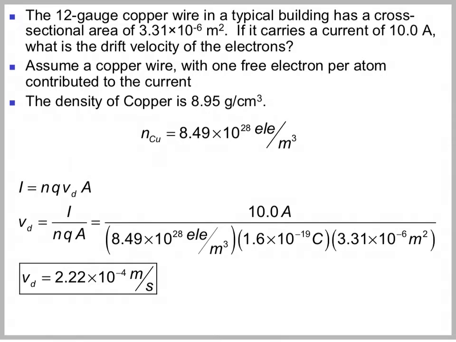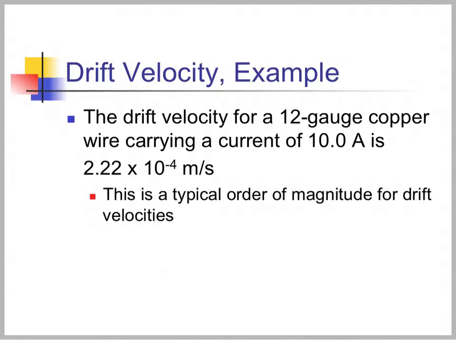So electrons are not actually moving very fast in the wire. They're bouncing around a lot, but the amount of time it takes for the electrons to move along the wire is relatively slow. In this case, 5 seconds to move 1 millimeter. Now this drift velocity is fairly typical of the order of magnitude of drift velocities in lots of other metals.